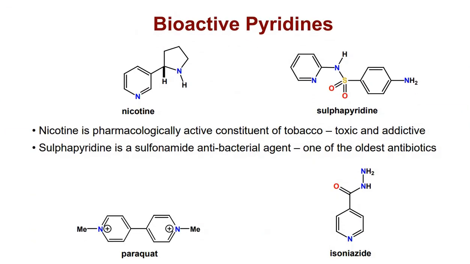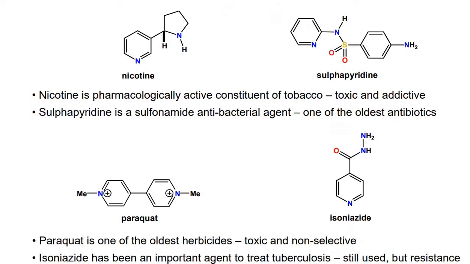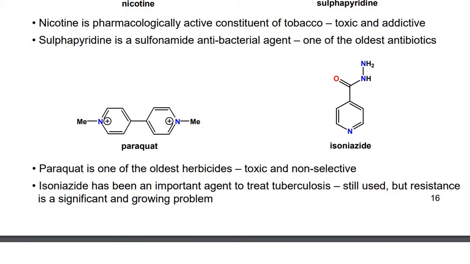Now bioactive pyridines: nicotine contains pyridine, sulfapyridine contains pyridine. Nicotine is the pharmacologically active constituent of tobacco, toxic and addictive. Sulfapyridine is a sulfonamide antibacterial agent, one of the oldest antibiotics. You can see the paracate and isoniazid.